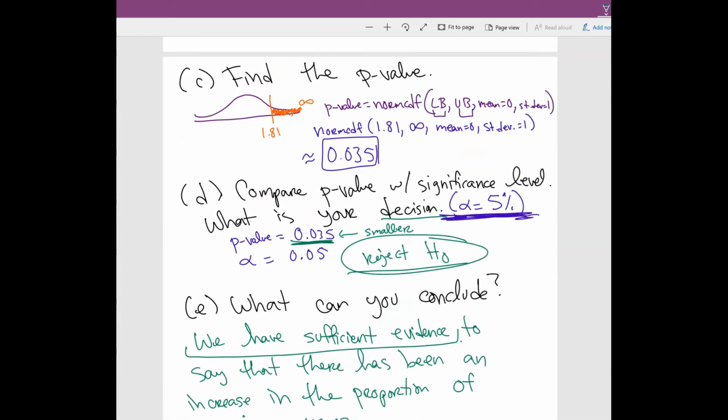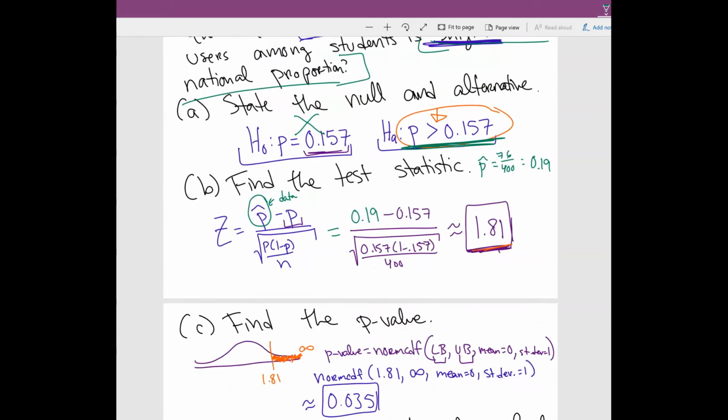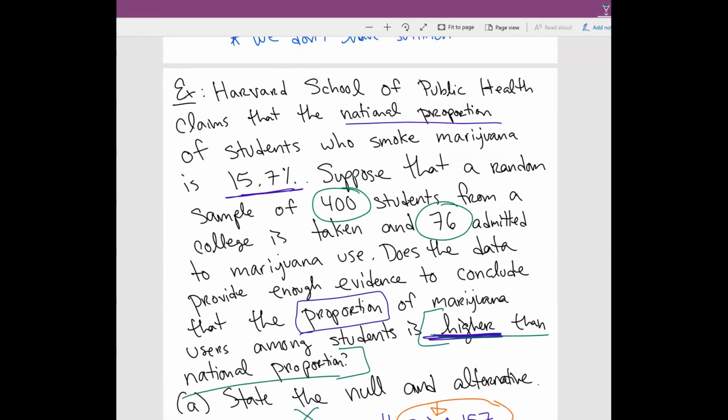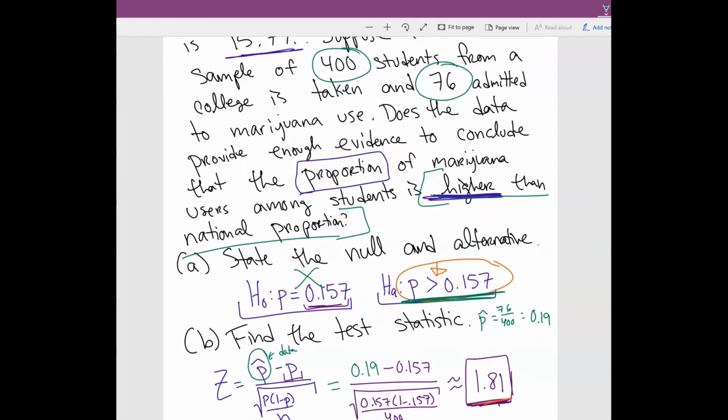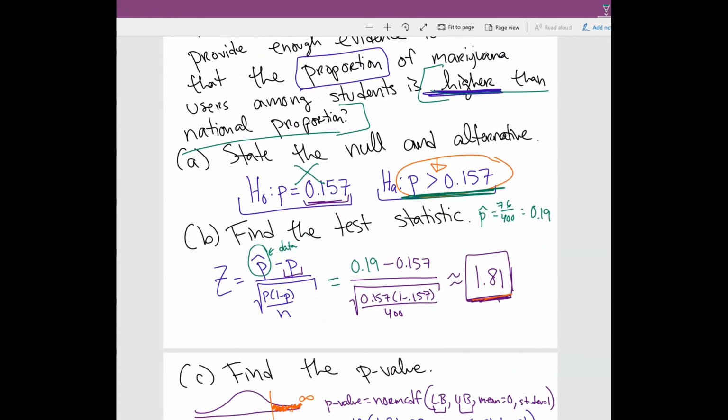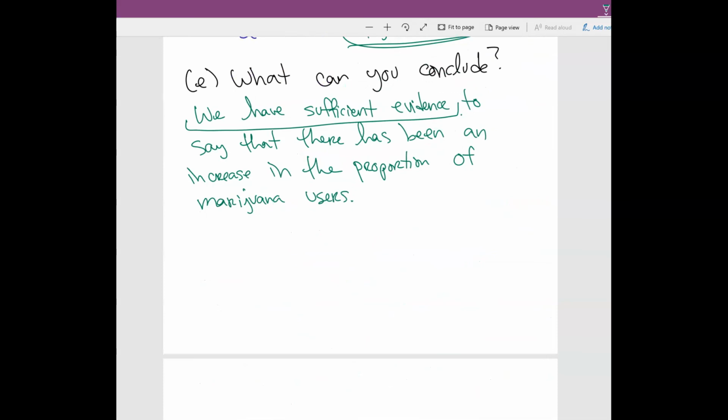Hopefully seeing it all together kind of helps. I will do one more example with a 2-sided test, because basically a less than is the same thing, it's just that the z-score is negative. We'll do one with a 2-tailed test in the next video.